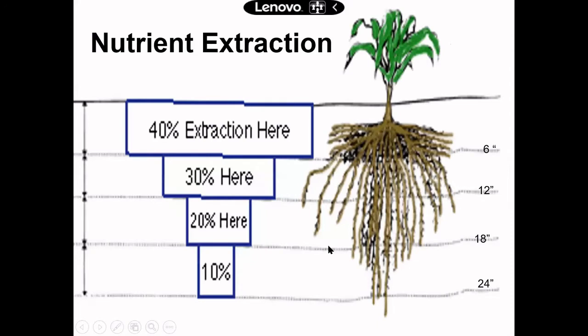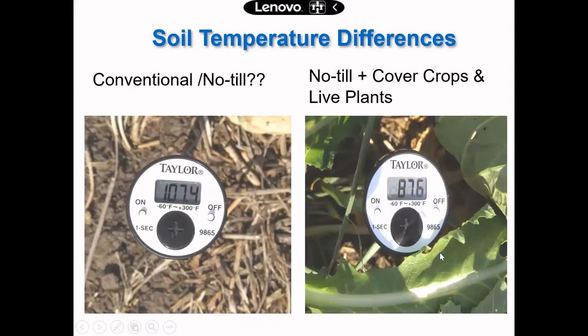Nutrient extraction follows the water. So again, it's almost the exact same numbers. 40% of nutrient extraction occurs in the top 6 inches, an additional 30% in the next 6 inches, and 20%, almost 90% of the total nutrients are absorbed within 18 inches. But if you can get those roots down just a little bit deeper, you can gain another 10%, and that can be very important.